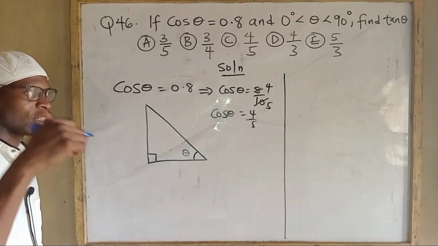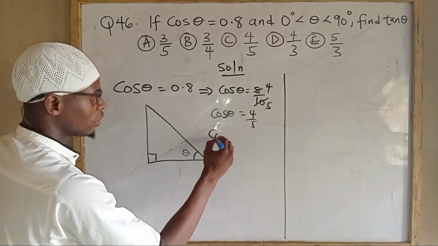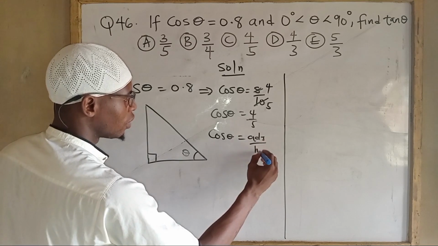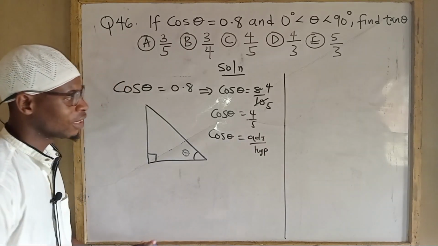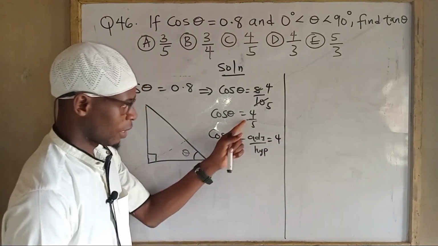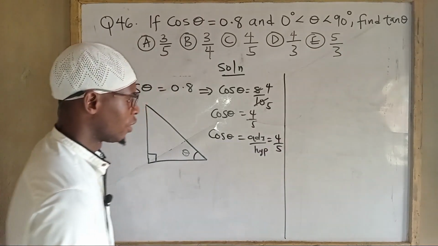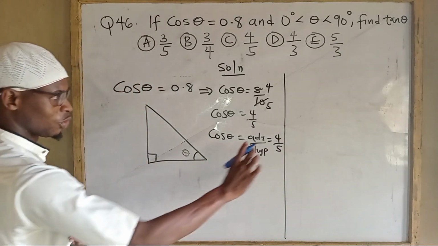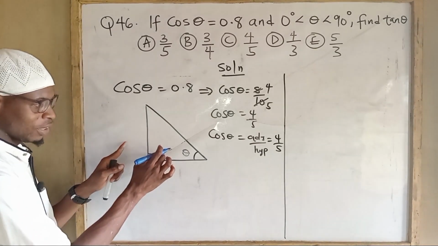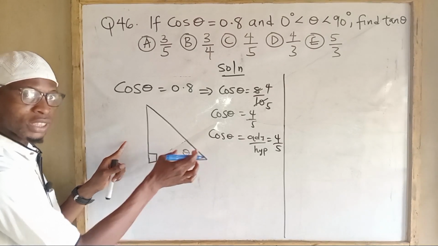But recall that in SOHCAHTOA, cos theta is equal to the adjacent all over the hypotenuse. That means in this case now, the adjacent will be 4, while the hypotenuse is 5. So coming back to this triangle now, we position this 4 and 5 in this triangle. So this is my adjacent side because we have the angle 90 and we have the angle less than 90, which is an acute angle.